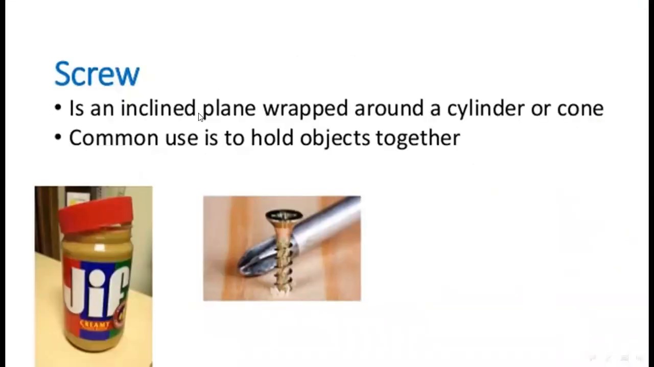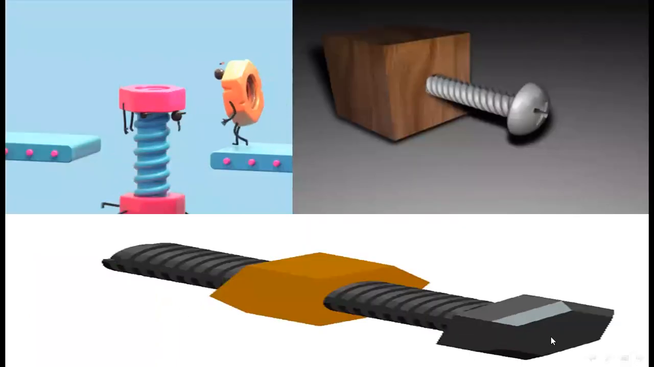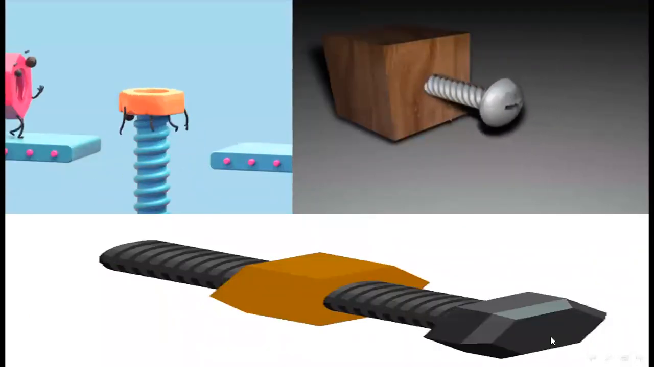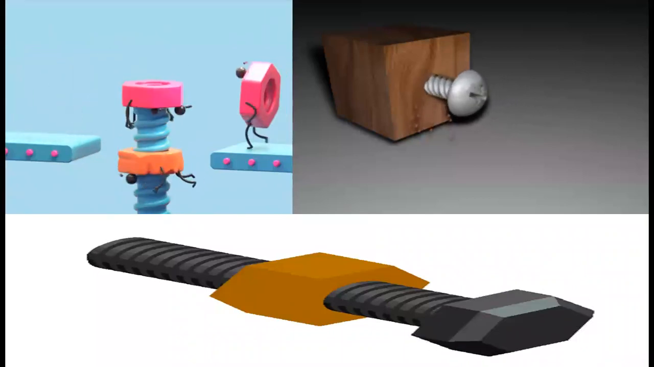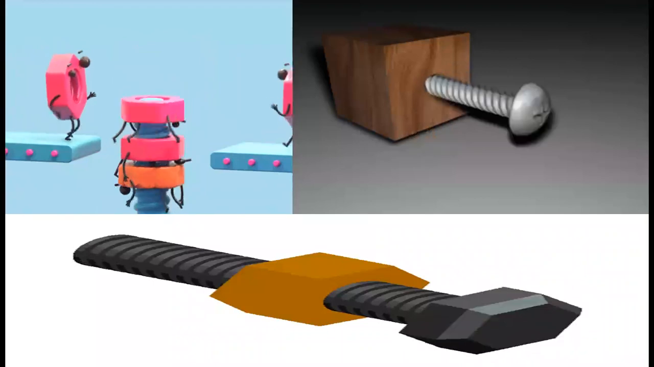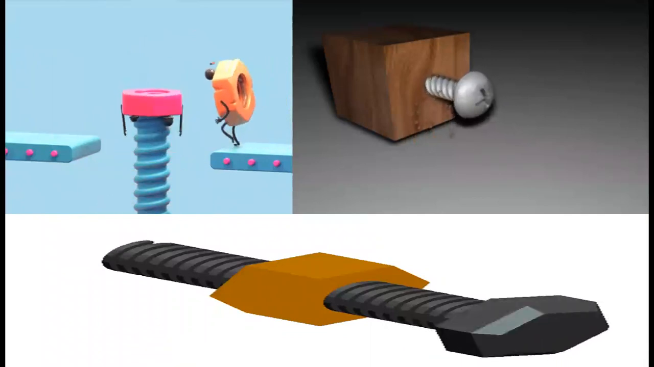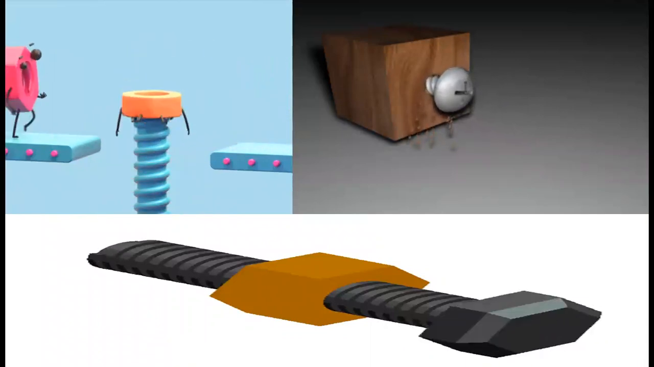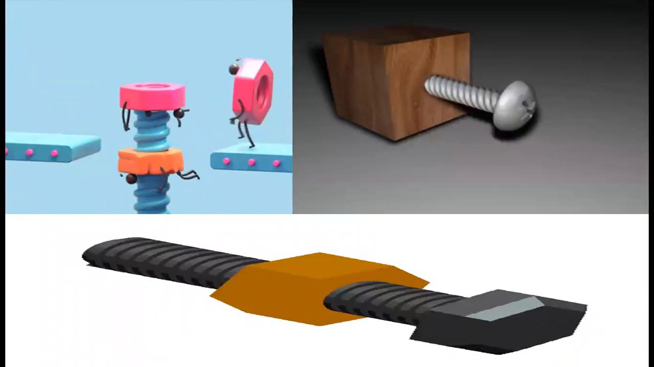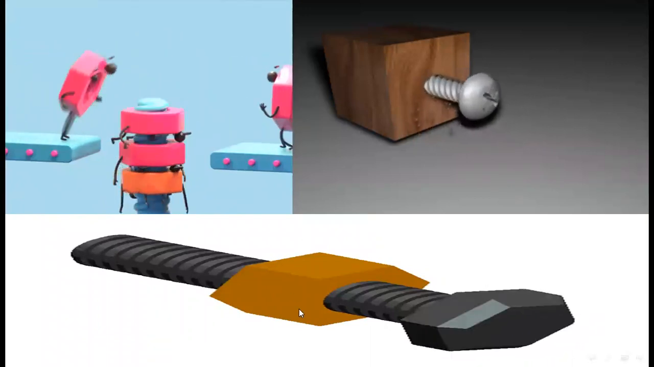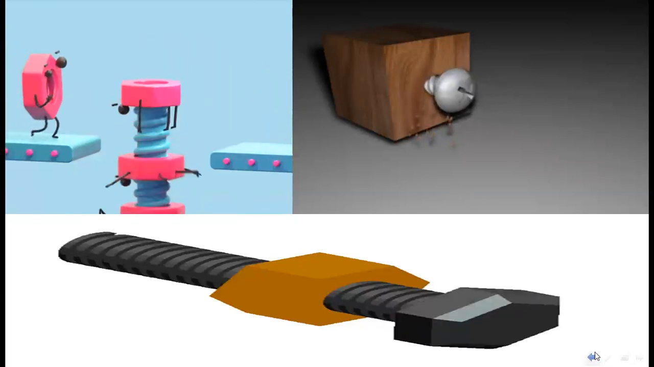Again, it is an inclined plane wrapped around a cylinder or cone. Its common use is to hold objects together. See here how the screw works. A screw is used to hold or fasten two objects together. I hope you understand.